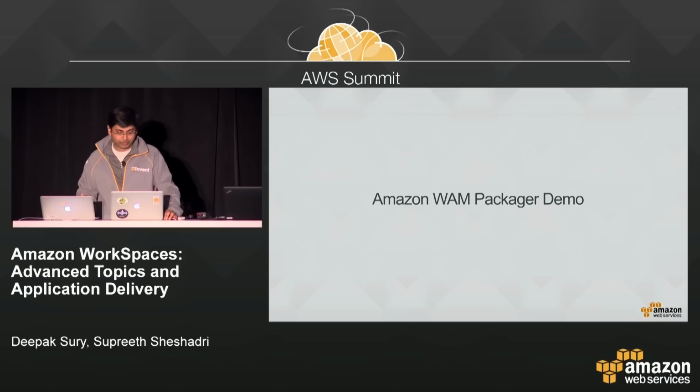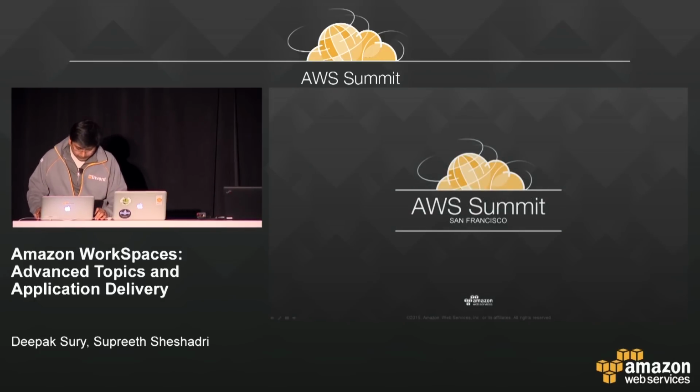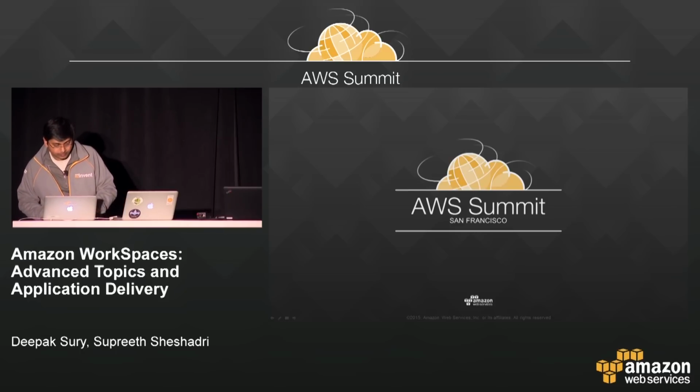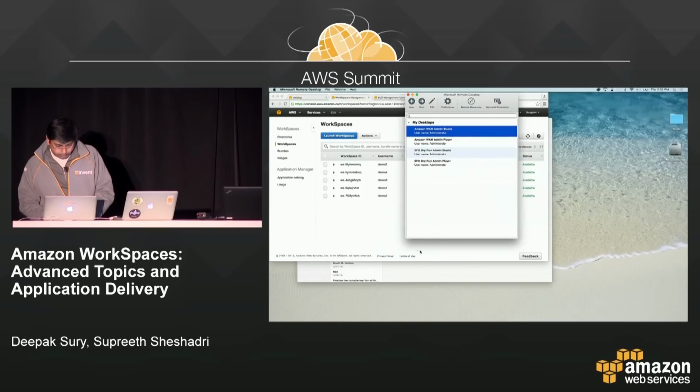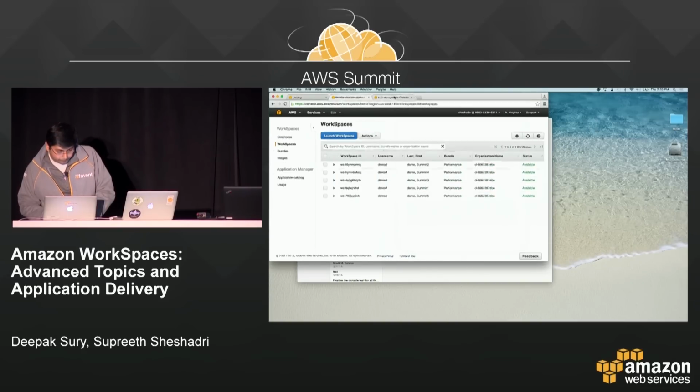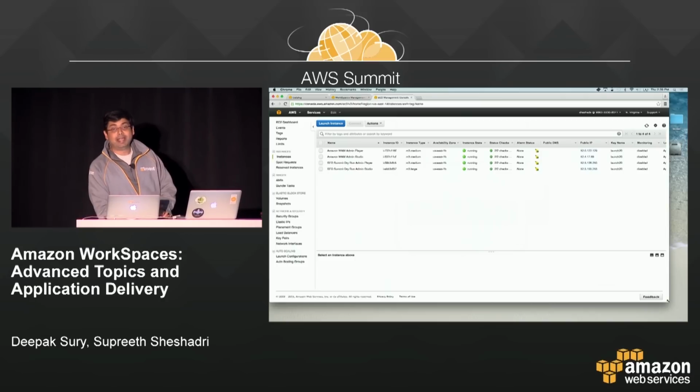So now I'm going to switch to a different laptop, hopefully to show you the demo. The demo that I'm going to show you is that Example Company has an application that they want to package, validate, and then we'll also see how Example Company can use that in the context of a workspace. What I have done here is I've launched 2 EC2 instances. One is called Amazon WAM Admin Studio, which allows me to package my application, and then Amazon WAM Admin Player, which allows me to validate this application.